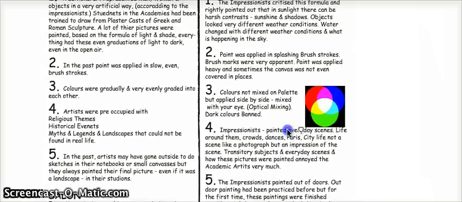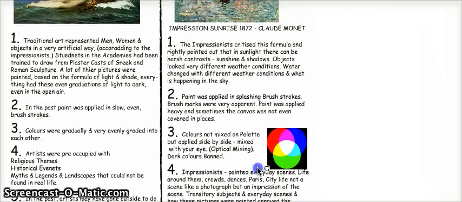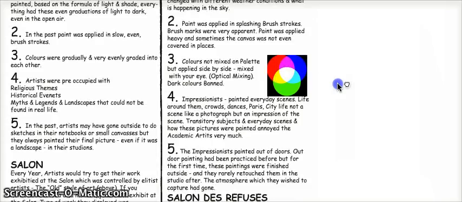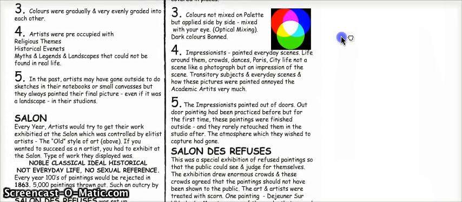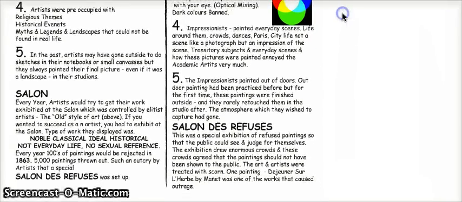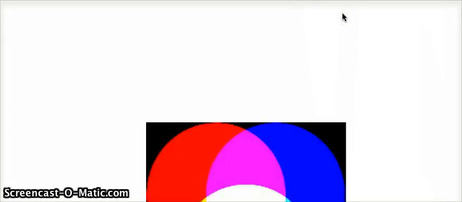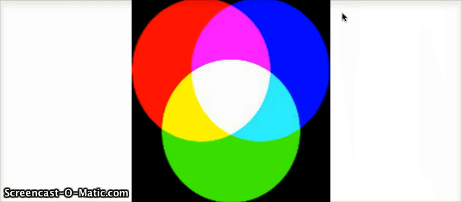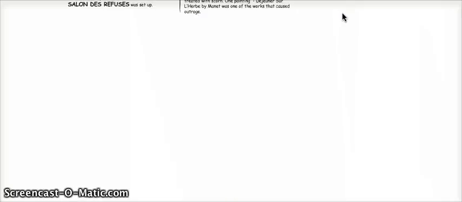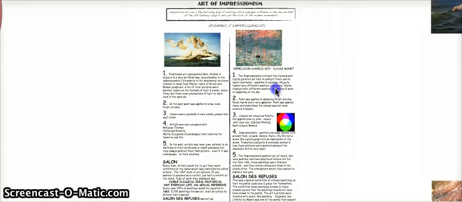On the right are main points about the Impressionist movement. What their subject matter was, how the artists applied paint in splashing brushstrokes, and how colours were not mixed on the palette. This is optical mixing, where colours are applied side by side and mixed with the eye. This section also discusses Salon de Refusé.